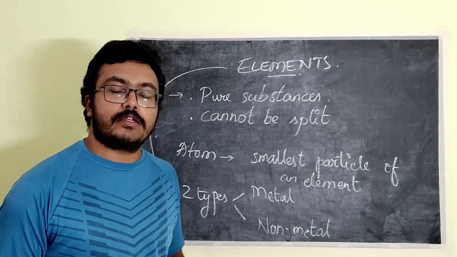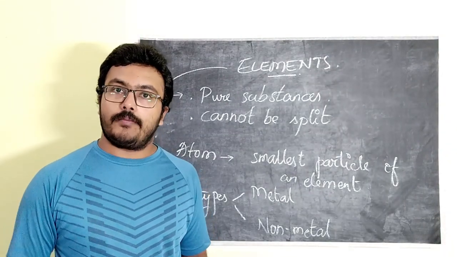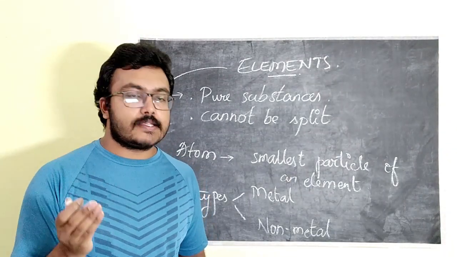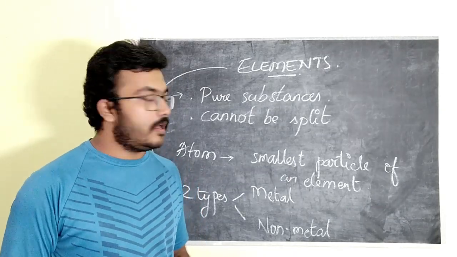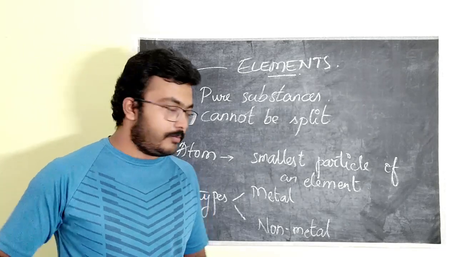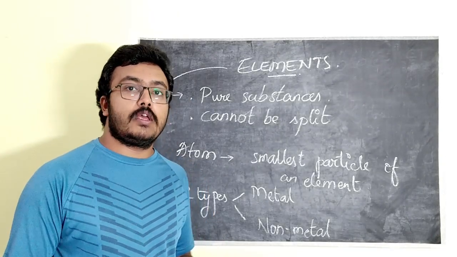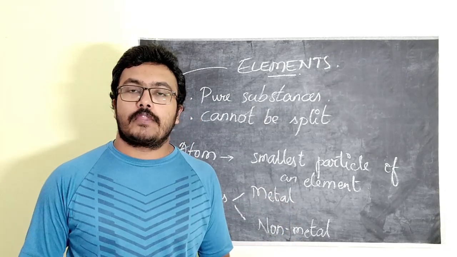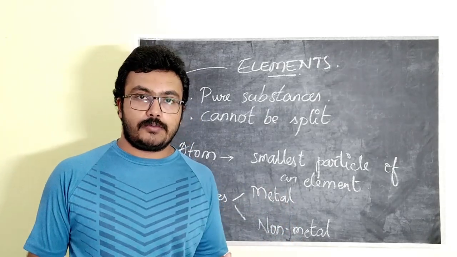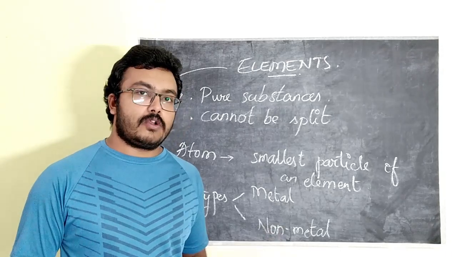Actually, there is one more category. It is called metalloid. All right, but I guess it's not included in your syllabus, so you don't have to worry about that. If you want to know what a metalloid is, metalloids are the elements which show the properties of metal as well as non-metal. Right now, you don't need to concentrate on that. Just study about metals and non-metals.